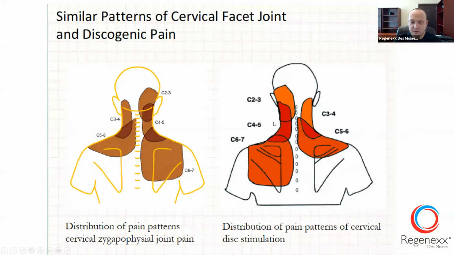You'll see that on the one where we're looking at the disc distribution level, our highest is that 2-3, which is the top disc that we have. There is no such thing as a C1-2 disc. There's no such thing as a C0-1 disc. But oftentimes when we look at the joint pattern, the higher levels are typically omitted. And there's a couple reasons for that.